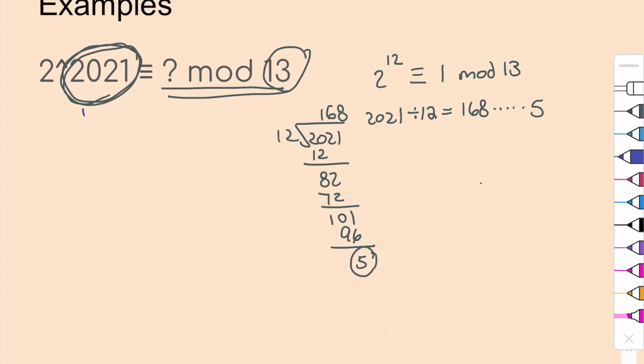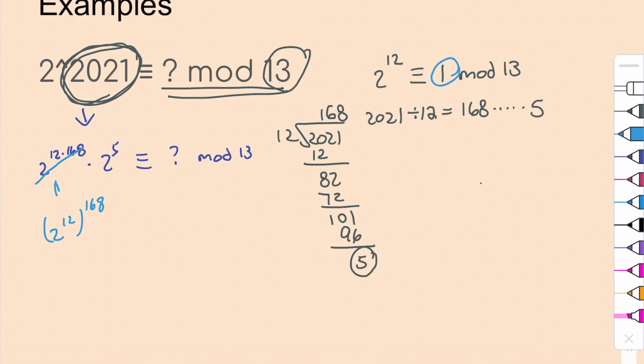So now let's rewrite these exponents, and we would have 2 to the 12 times 168 power times 2 to the 5th is equal to what number in mod 13? And this is basically going to be equal to 1 times 2 to the 5th, because you can rewrite it as 2 to the 12 to the 168, and once we substitute a 1 in, it's going to be equal to 1. So we can just cross it out right away. And we're left with 32 is equal to what number in mod 13?